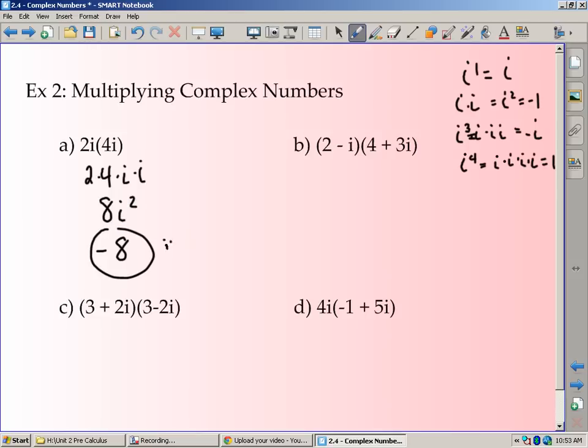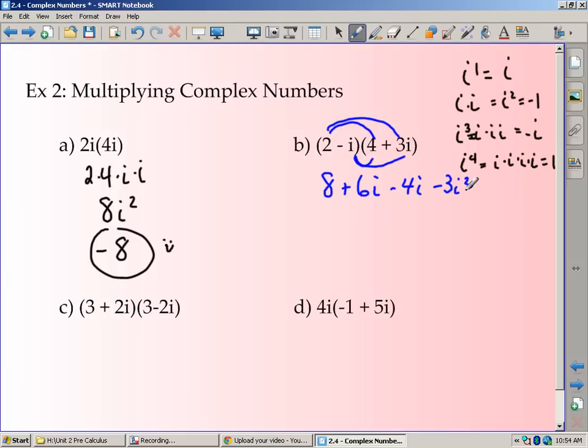And so then the next one, and this one's a little bit more of a challenge because we have addition or subtraction. As soon as you have two terms being multiplied together, that's addition or subtraction, you have to either use the box method or FOIL, however you multiply binomials together. And so I'm going to multiply 2 times 4, which is 8. I'm going to take 2 times 3i, which would be 6i. I'm going to take negative i times 4, I'm using FOIL, negative 4i, and then I'm going to take negative i times 3i, which will give me negative 3i squared.